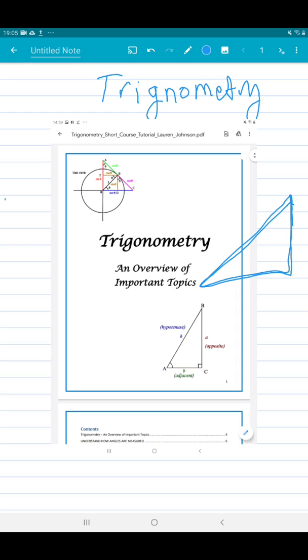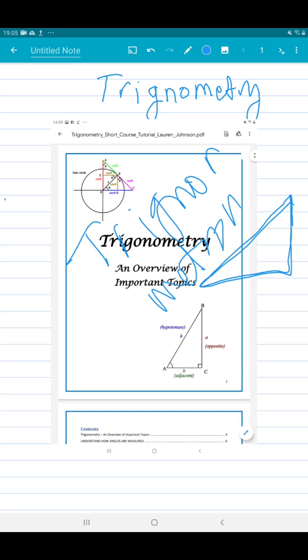Okay? It comes from Latin, derived from a Greek word for a triangle. It's trigonon and metron. Trigonon and what? Metron. All together it becomes trigonometry.